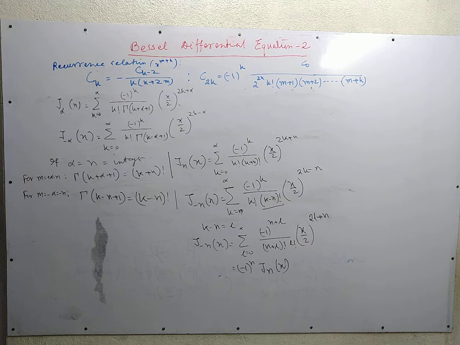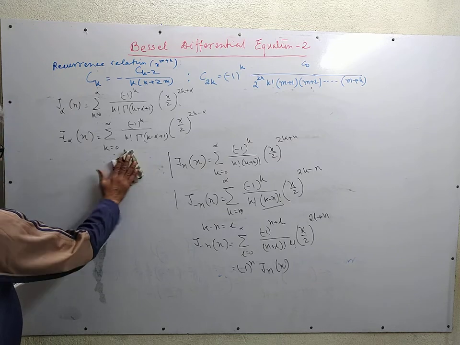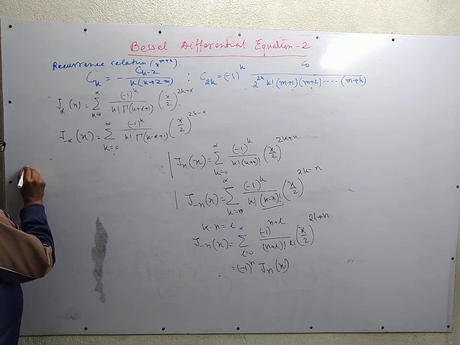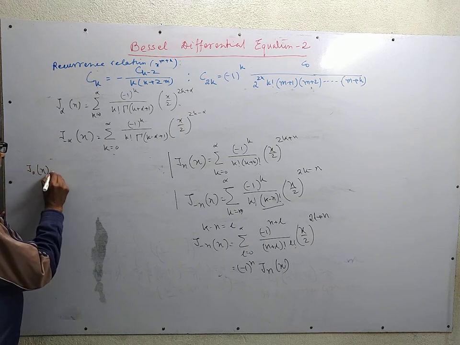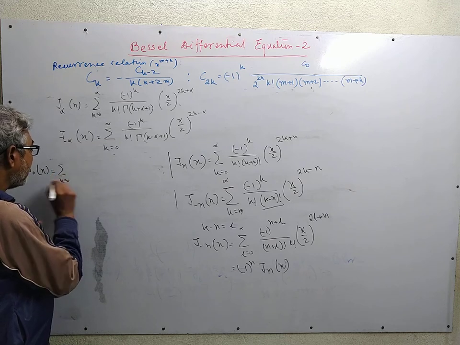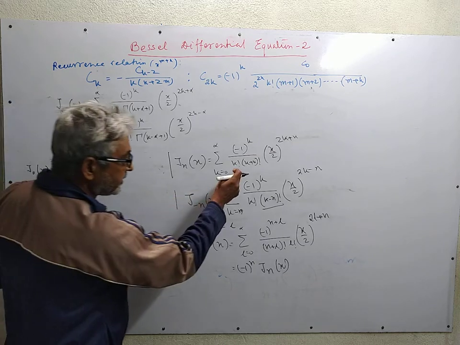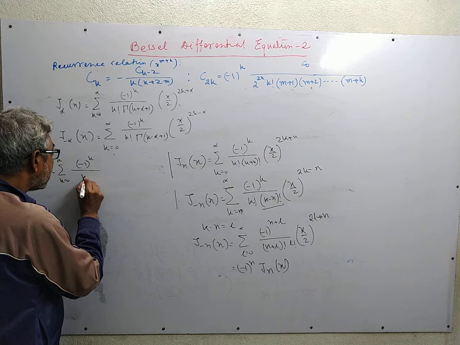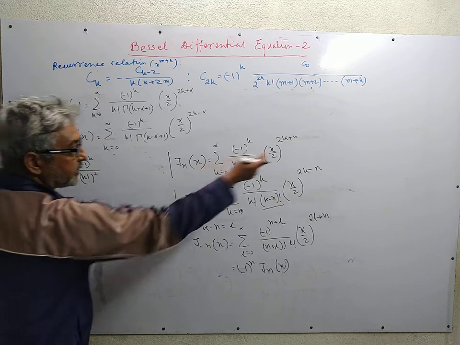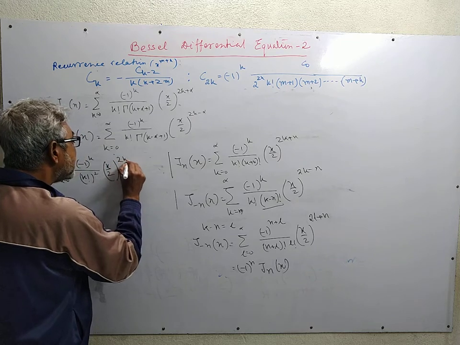It is interesting to find out J0 from here. If we put J0, that is n is equal to 0, we get from this series J0 is the summation over k from 0 to infinity of minus 1 to the power k, then in the denominator we have k factorial square, and here we have x by 2 to the power 2k as n is equal to 0.